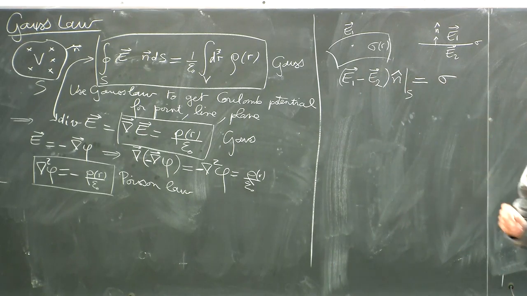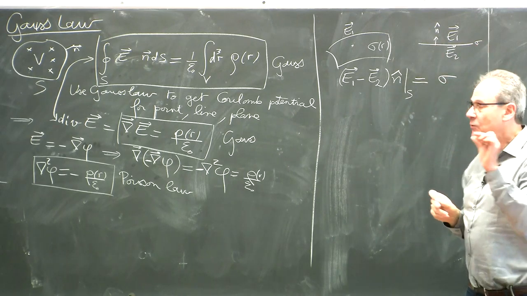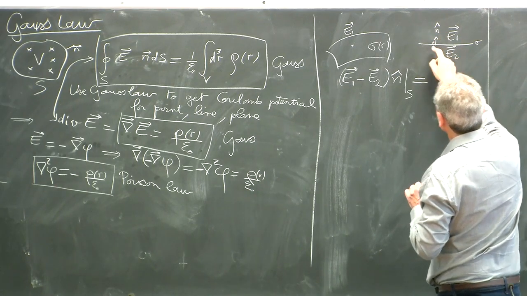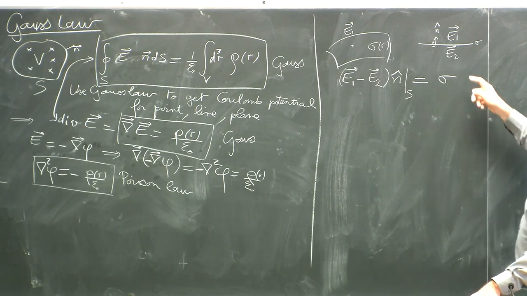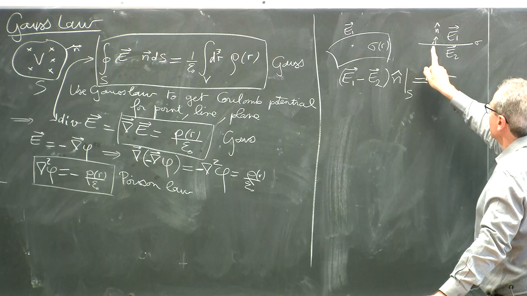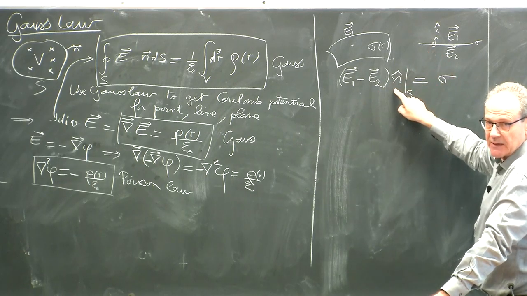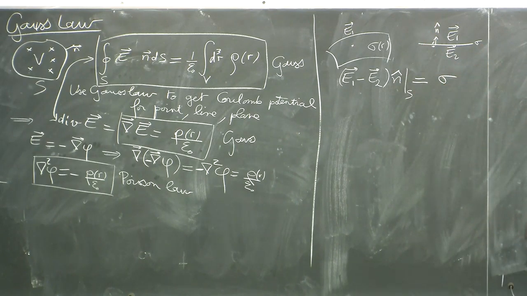So this condition is very important. It means that if you have a charged surface, and you look at the electrostatic field on one side, the electrostatic field is discontinuous. The difference between the normal electrostatic field on both sides, because it's projected on the normal, is equal to the charge density on the surface. So that's an important consequence of the Gauss theorem.